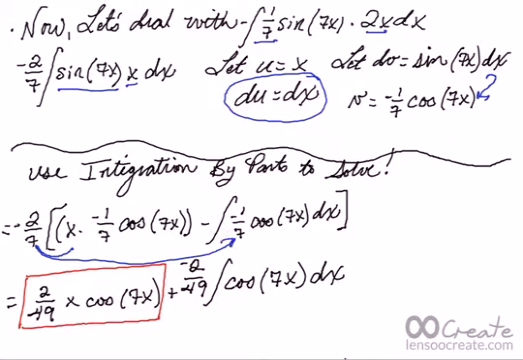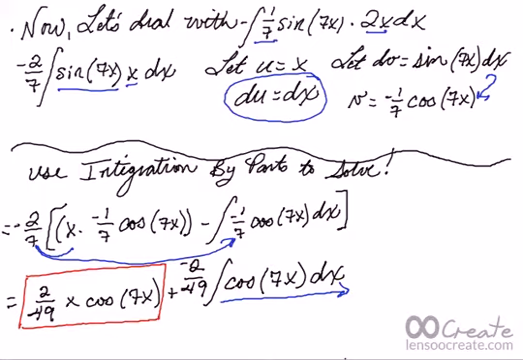So again, we have the u times v term right here. I'm just going to solve that one right here because it's super easy. We get 2 over 49 x cosine of 7x plus negative 2 over 49 times the integral of cosine of 7x dx. This right here, guys, is our sign that we are nearing the end. This problem will soon be over because we know how to solve cosine of 7x.